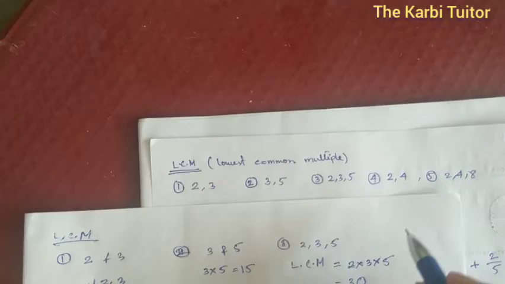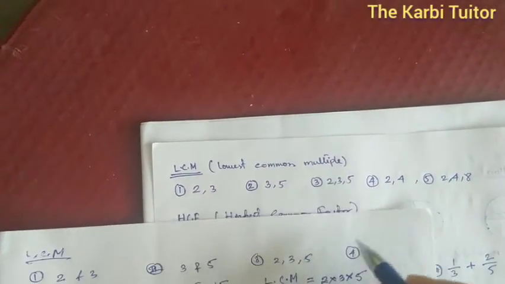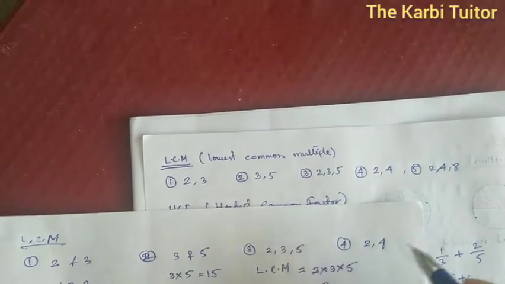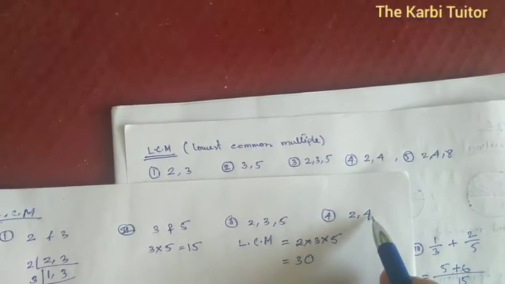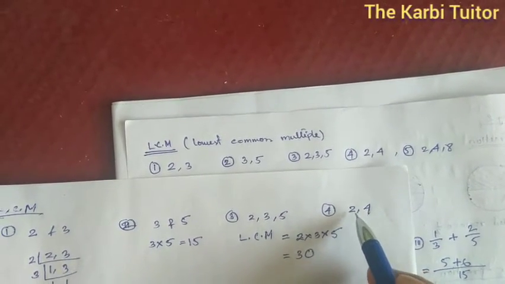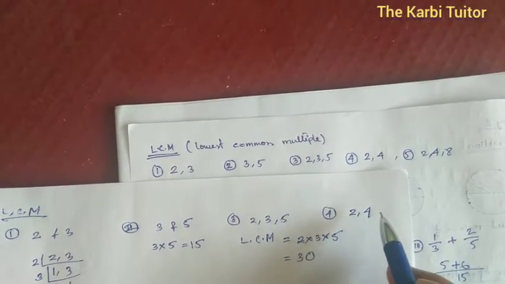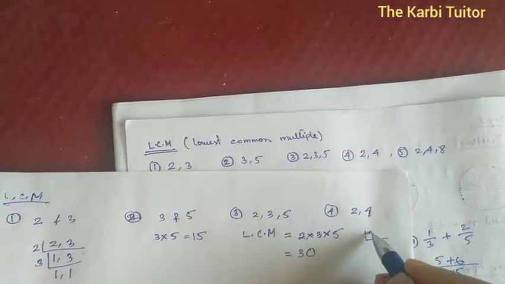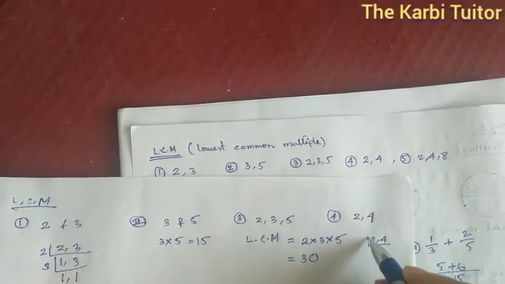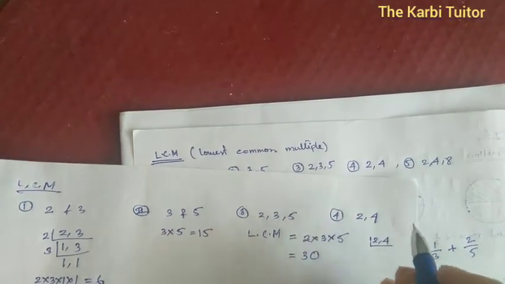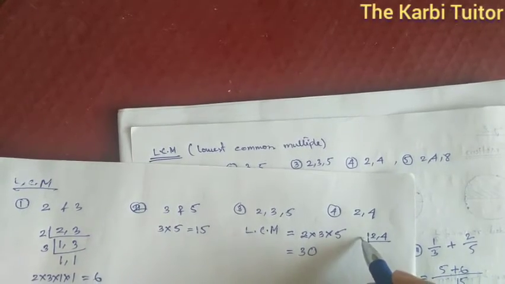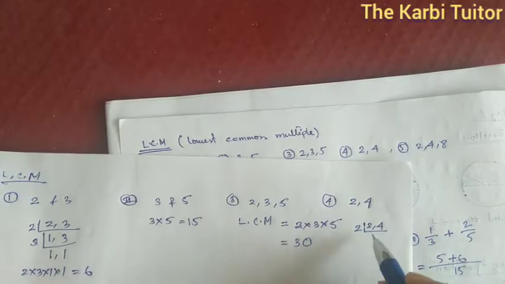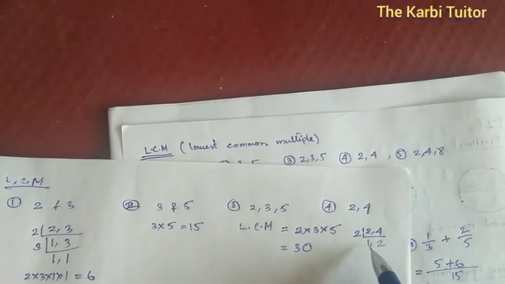Next question, number 4: 2 and 4. Here we know that 4 is a multiple of 2. So obviously LCM will be 4. Or we can check it. 2, 4. So we have to divide it by 2, because 2 and 4 are multiples of 2. So 2 ones are 2, 2 twos are 4.